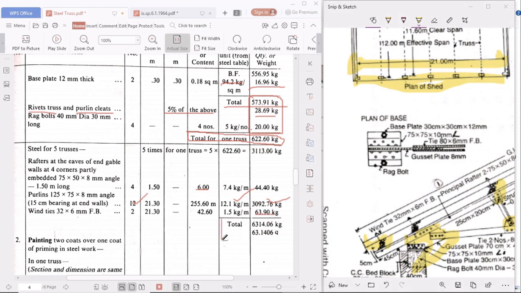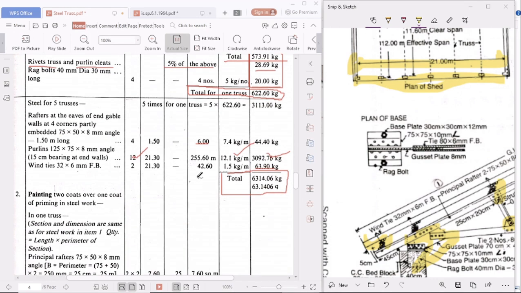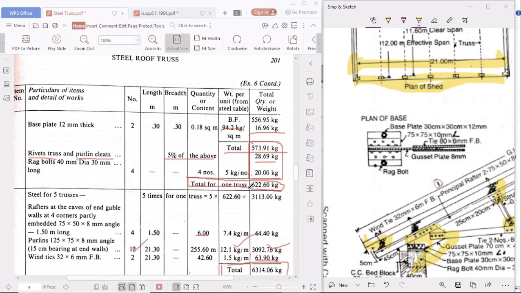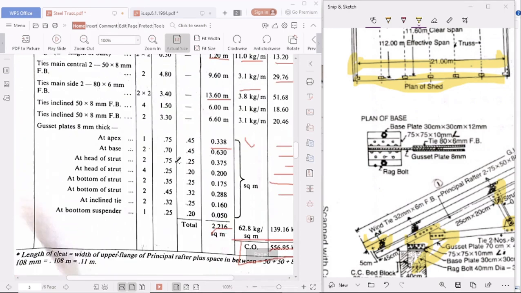So now this is the complete steel work. 6314.06 kg is the total steel quantity for which we have done the calculation till now. This is in kg, we have to convert it into quintal. That is 63.140 quintal. This is the total steel quantity required for the 5 number of trusses.